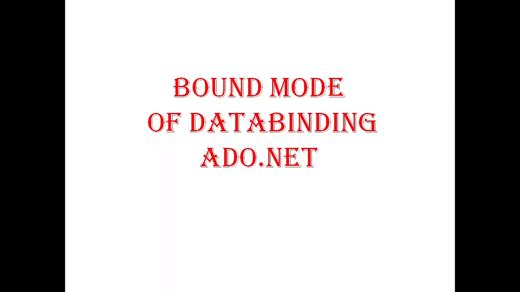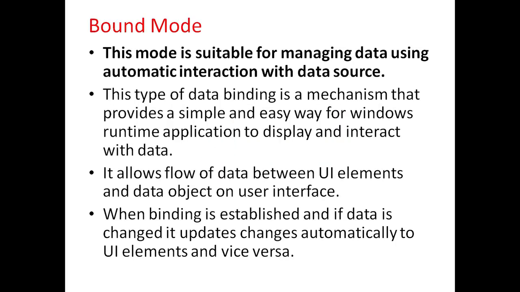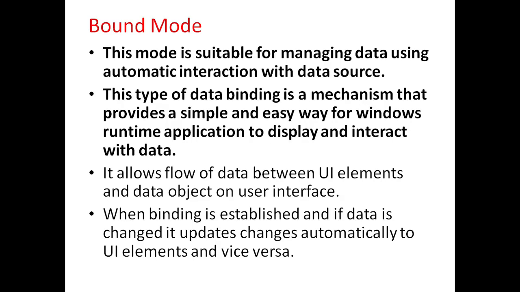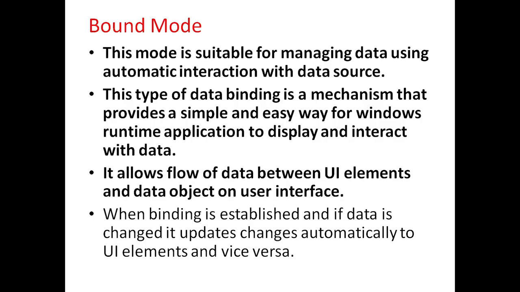Here we will see bound mode of data binding in ADO.NET. This mode is suitable for managing data using automatic interaction with the data source. This type of data binding is a mechanism that provides a simple and easy way for Windows runtime applications to display and interact with data. It allows flow of data between UI elements and the data object on user interface.